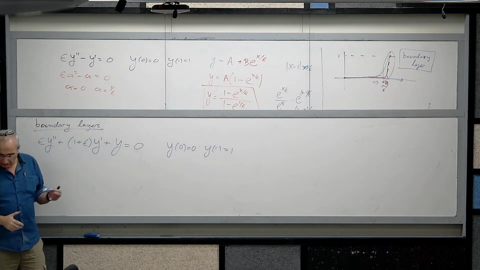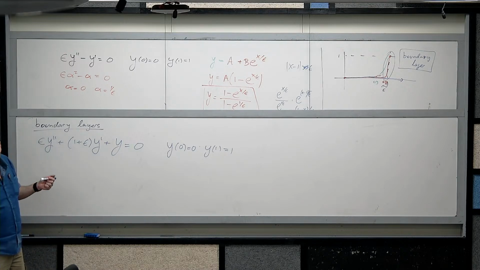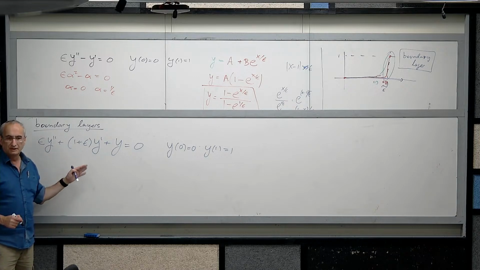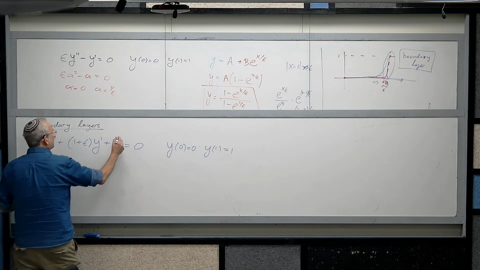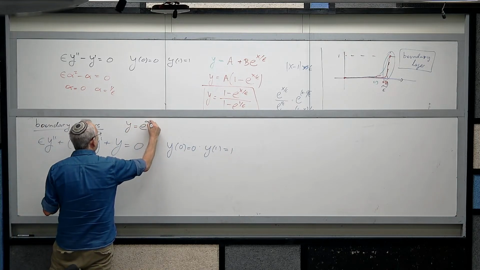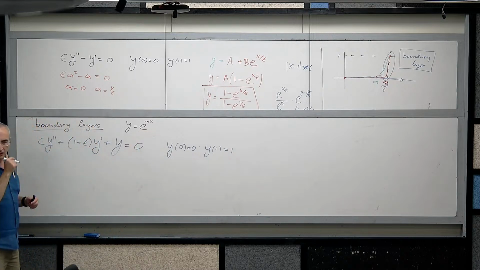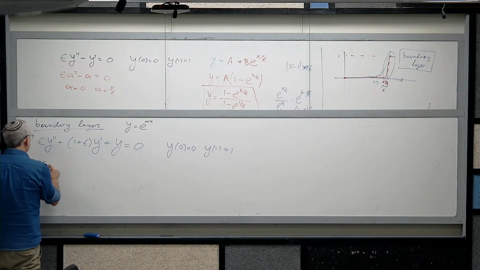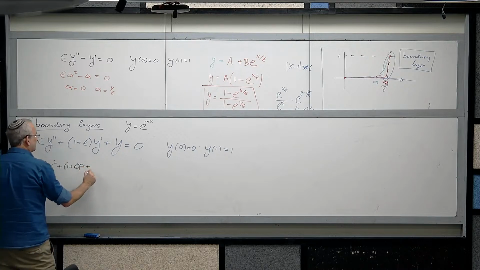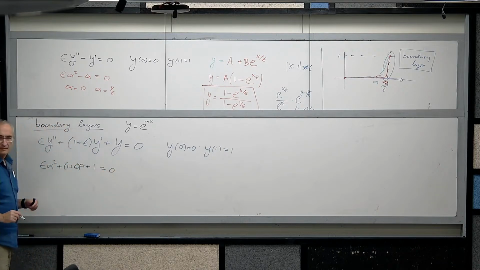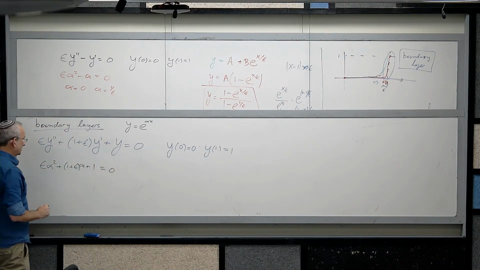First of all, let's solve the problem because we don't need the boundary layer theory. I just give it as an example. So how do I solve it? Again, I'm plugging in the guess y equals e to the alpha x, because this is a linear equation with constant coefficients. And what I will get is epsilon alpha squared plus (1 plus epsilon) alpha plus 1 equals 0. Okay, so this is a quadratic equation.